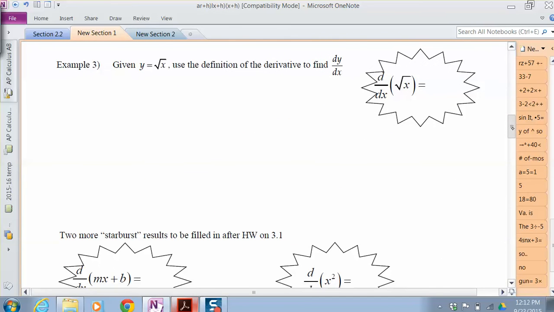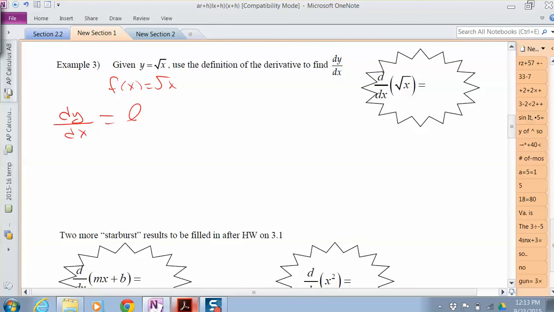Okay, then example 3, then the two starbursts down below. Now if you look at this one, f of x equals root x, right? That's what we got. And I'm going to use this notation, which is the same thing as f prime of x, or d over dx of f of x. It's all the same stuff.